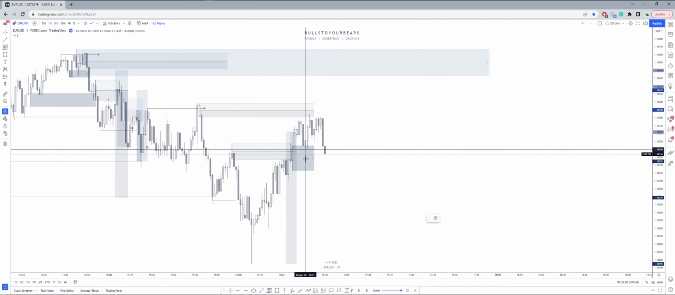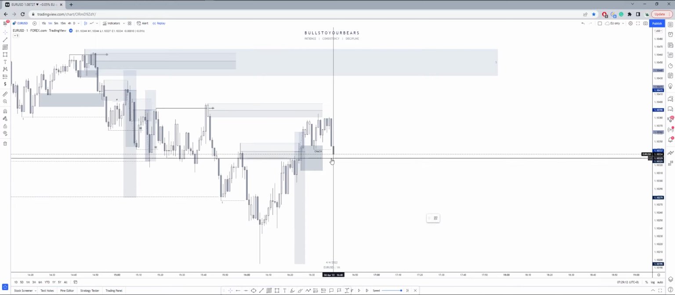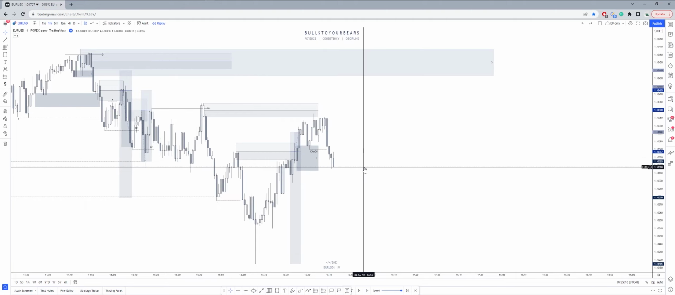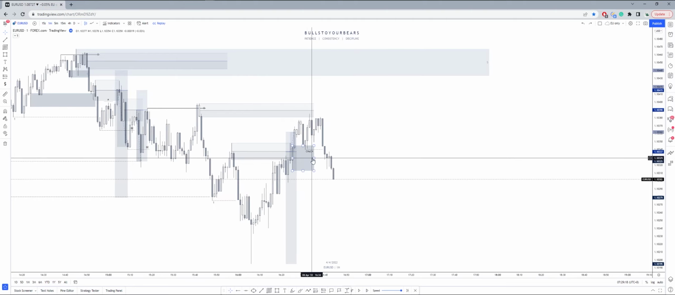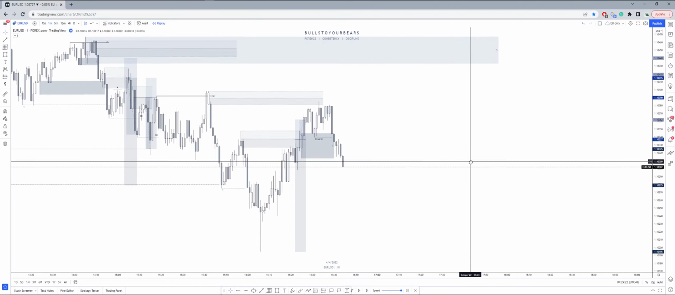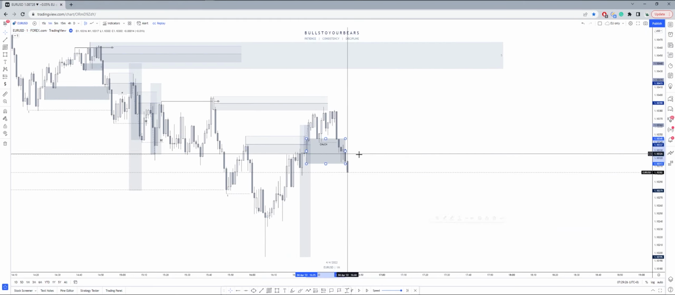This is our first sign of changing character. I wanna see this one go. So now we have a demand failure over here, so now supply is in control. All of these are all liquidity now. Instant liquidity.